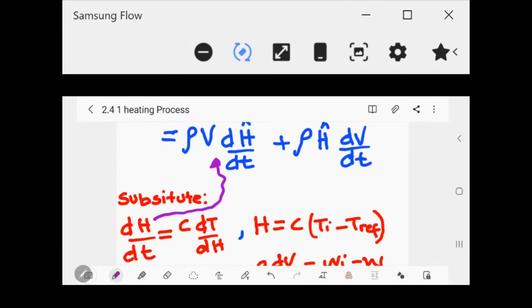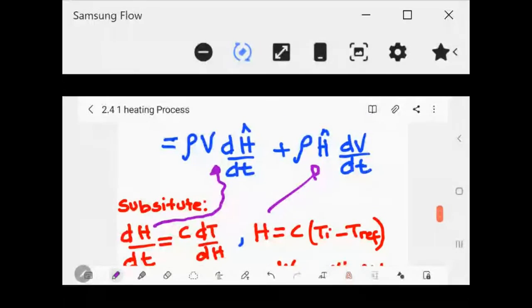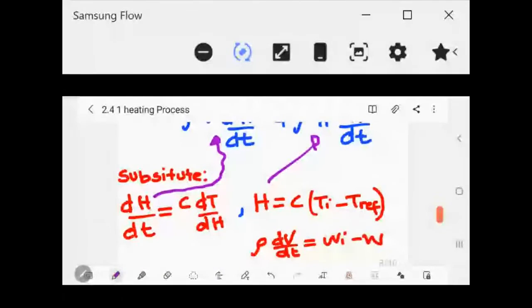Substitute it there, and we remember also that the enthalpy is the heat capacity times the difference in temperature. So we put it there. And then what's remaining now is your rho dV dT, which is basically your energy balance. This is the one. So instead of that, we're going to put inlet flow minus outlet flow.